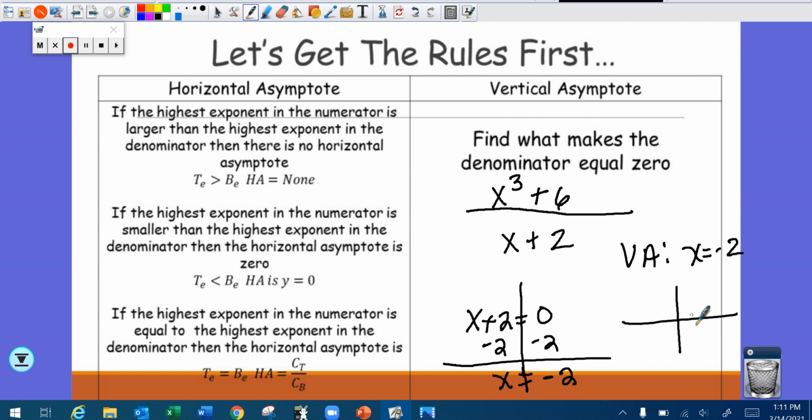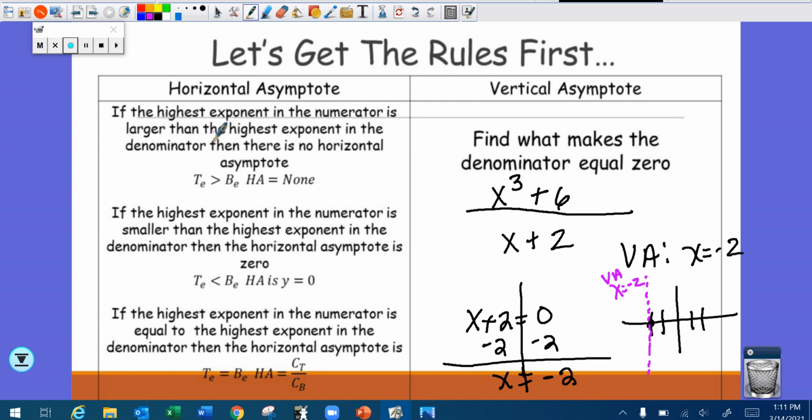And so on the graph, you would go to negative 2, put a dot there, and then draw a dotted line. We would say x equals negative 2, and that's my VA, my vertical asymptote. So my graph is not going to cross over this line. It's not going to touch this line. It's going to get very, very close to it, but not touch it or cross over it. And I'm going to show you a graph of what that looks like.